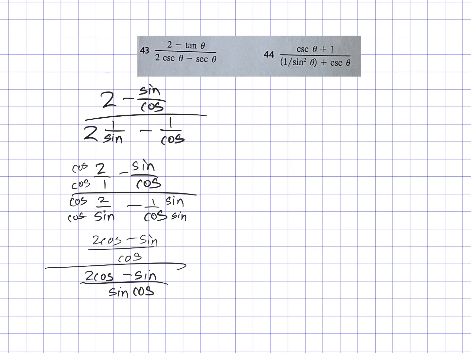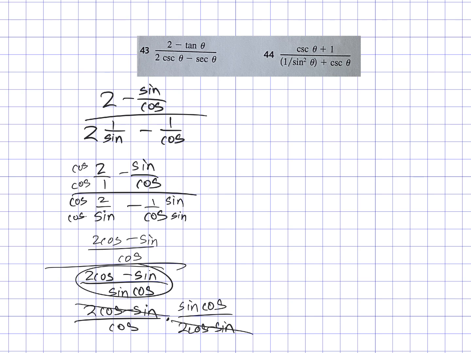And what you're supposed to do is take the numerator, 2 cosine minus sine, all over the cosine, times the reciprocal of your denominator, sine cosine, all over 2 cosine minus sine. And your denominators reduce out, and this cosine reduces with that cosine. So the answer is just the sine of theta.